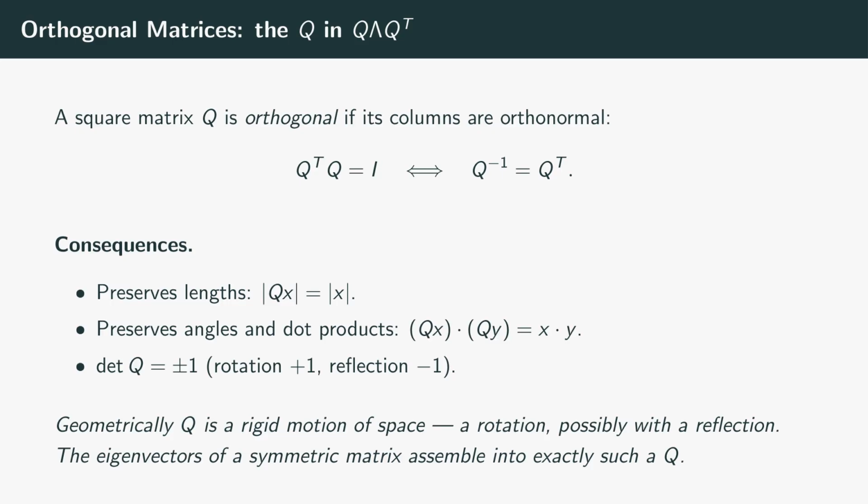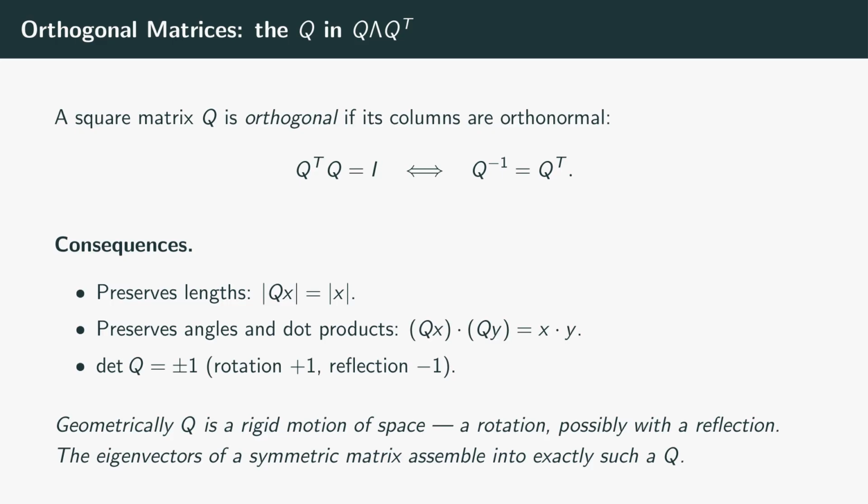It preserves angles and dot products too. And its determinant is plus or minus 1, plus 1 for a pure rotation, minus 1 when a reflection is mixed in. Geometrically, an orthogonal matrix is a rigid motion of space. It can spin and flip, but it never stretches or shears.